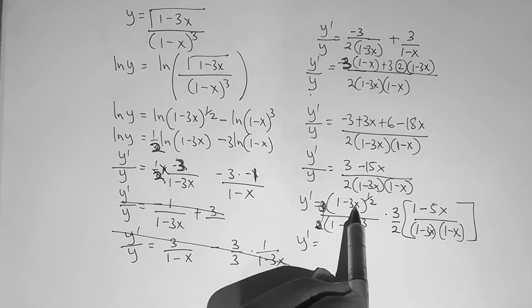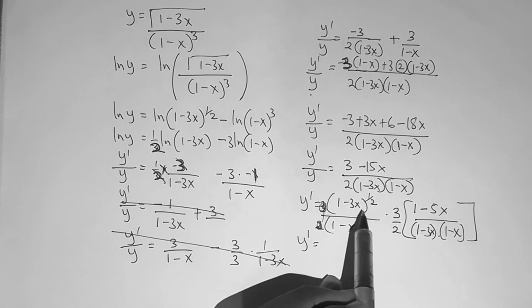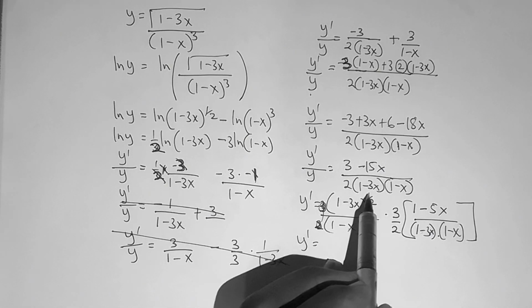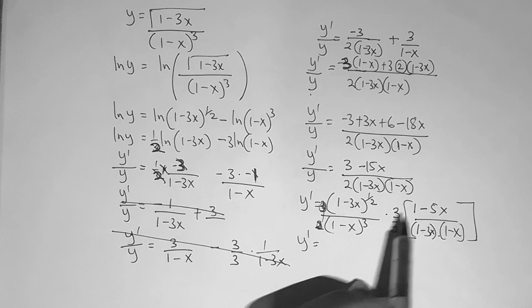Now you can see here 1 minus 3x, 1 minus 3x. So now this becomes 1 over 2 minus 1, which becomes minus 1 over 2.